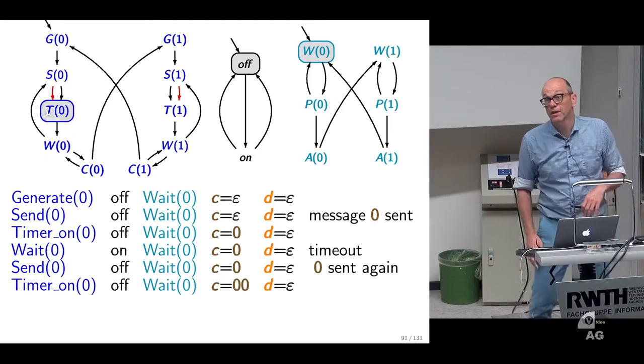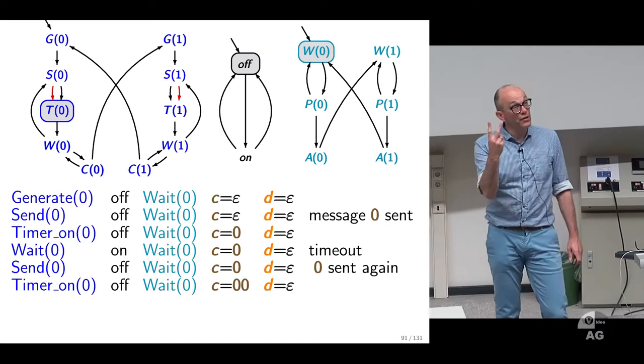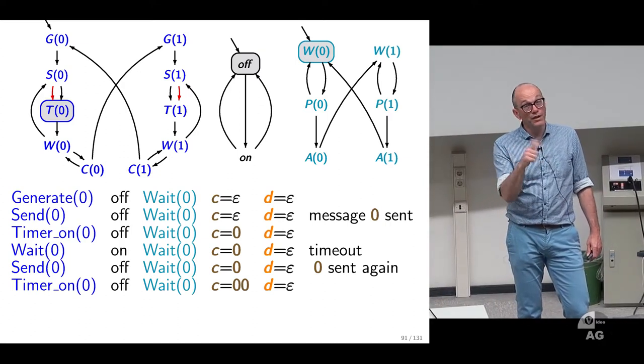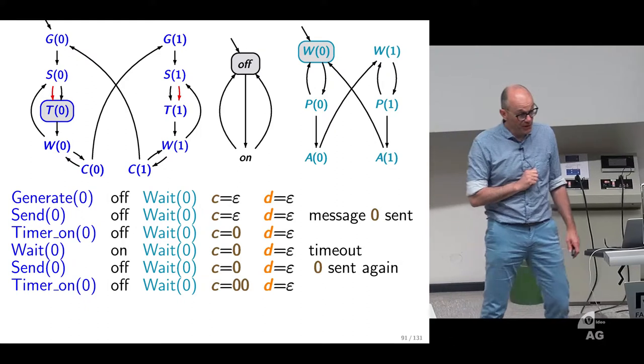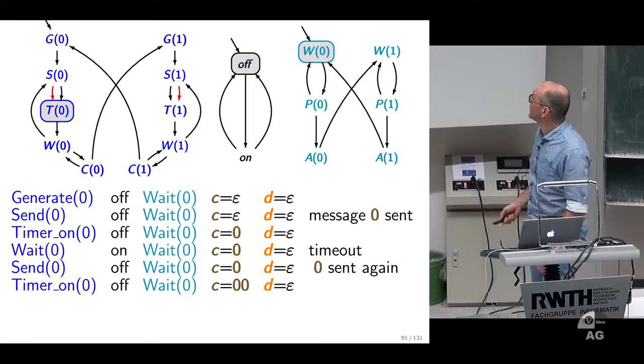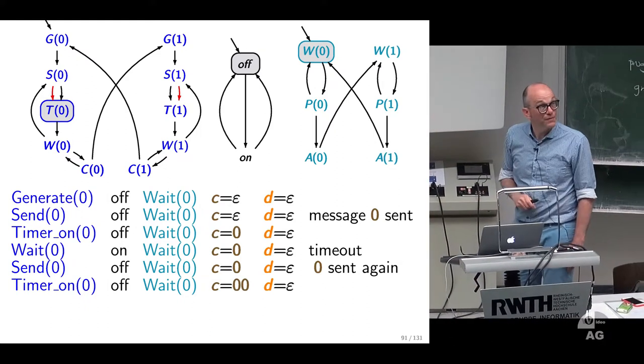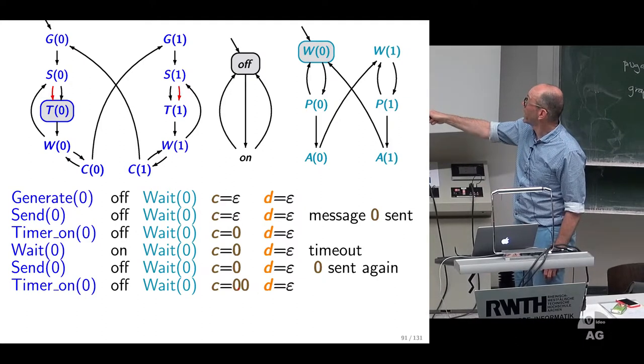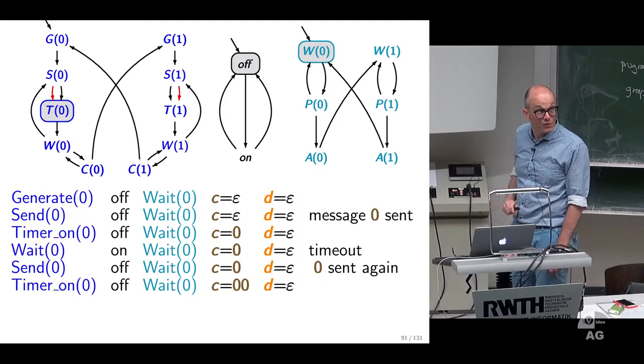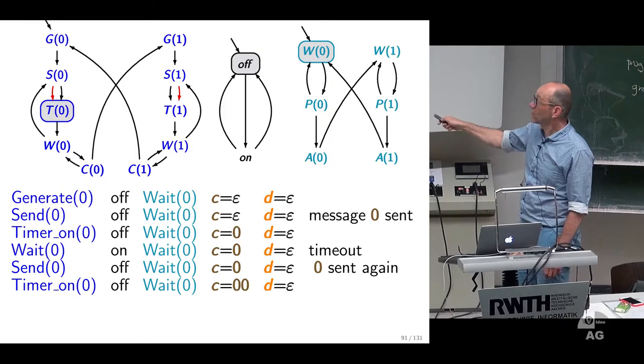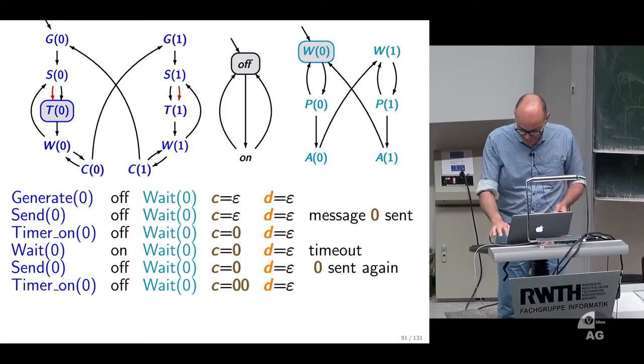What does that mean? There are two zeros now in the channel C, the original one and the retransmission. So that's what you see here. C has two zeros, the original one, which is at the head, and the new one, which is the retransmission, which is the second one. No acknowledgments have been sent so far.